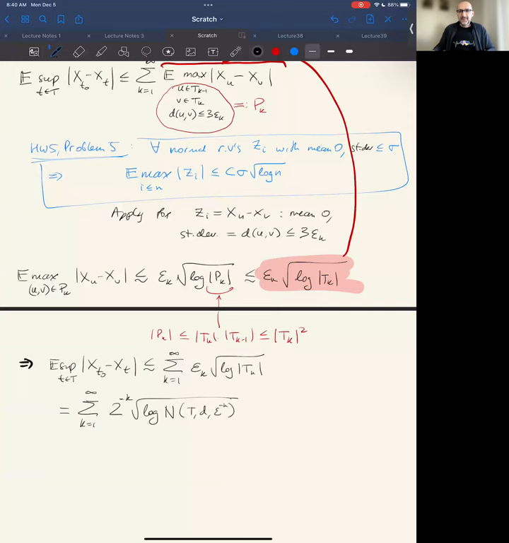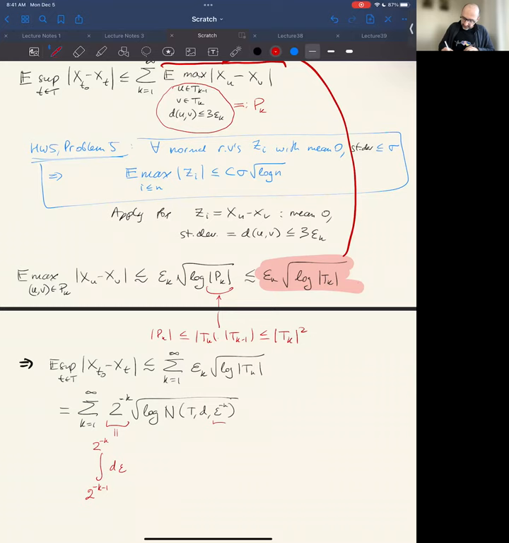Now the rest of this is just to say, okay, we have this long sum. Let's interpret this as a Riemann sum of the integral. And this is how. Let's interpret this 2 to the minus k as a little chunk of this integral from 2 to the minus k minus 1 to 2 to the minus k, d epsilon.